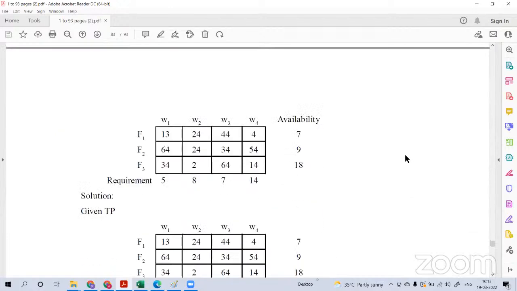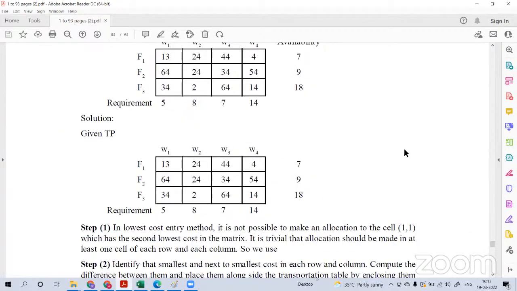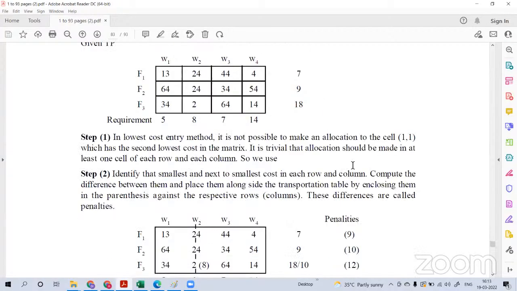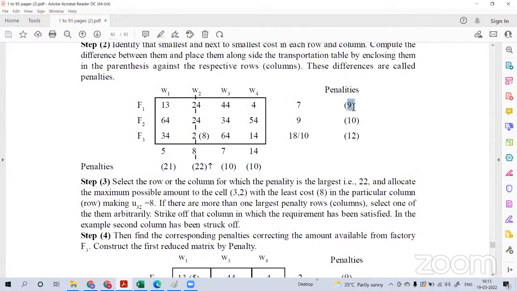Vogel approximation. Vogel approximation is the penalty method. What does penalty mean? In the first row, take the least element and the next least element. The least element is 4 and the next least is 13, so 13 minus 4 is 9. That is the penalty here. Similarly, for the second row, the least element is 24 and the next least is 34. The difference is 10. Least is 2 and next least is 14, so the difference is 12. Least is 13 and next is 34, so the difference is 21.